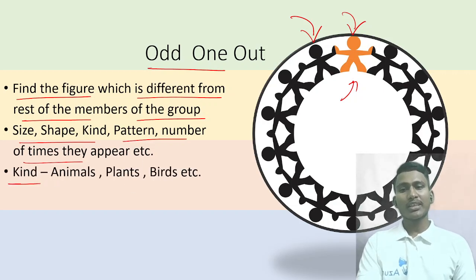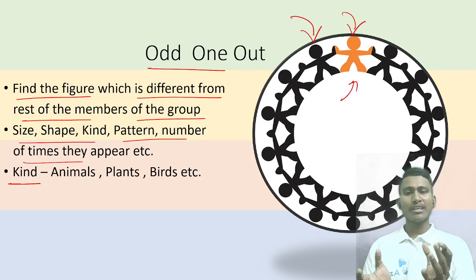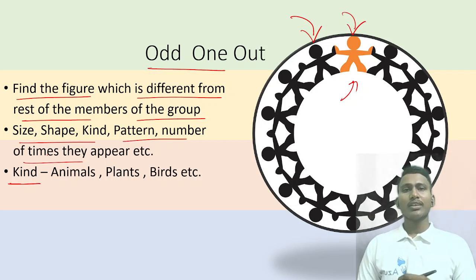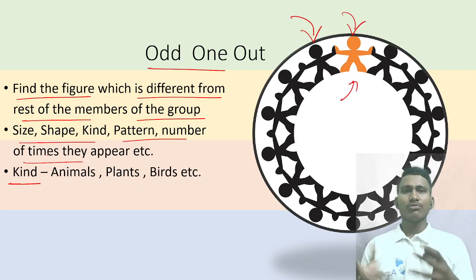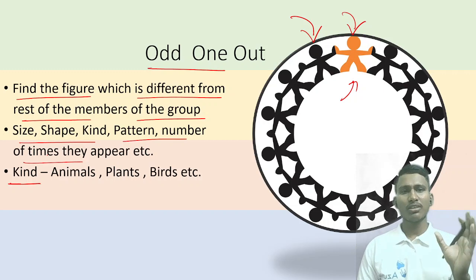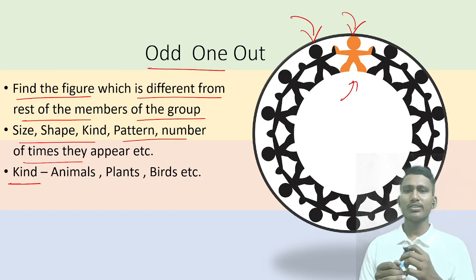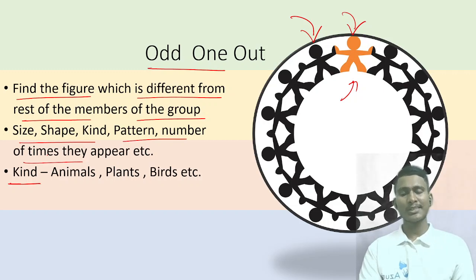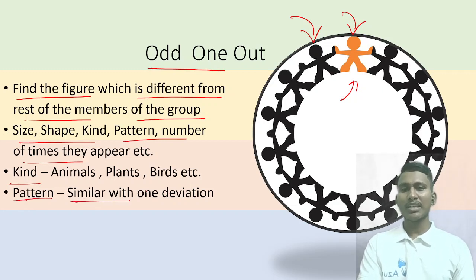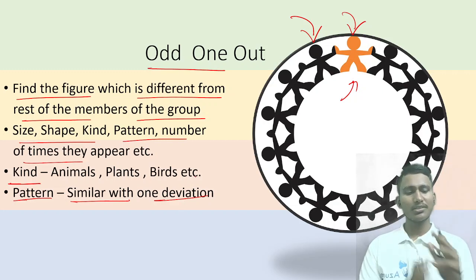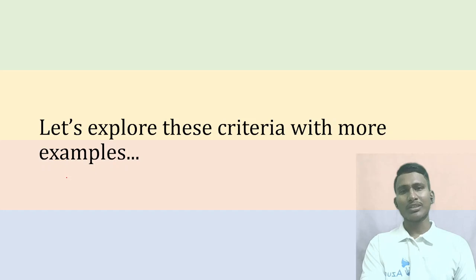Then there can be other examples also, like animals, plants, birds, right? They may give three birds and one animal, which will be different. Three are birds and one is an animal, which means the animal is the different one, that is the odd one, right? So the odd one we have to find. Or it can be a pattern, right? Patterns similar with one deviation, that is one little bit different. Deviation means a little bit different. That is how we have to identify.